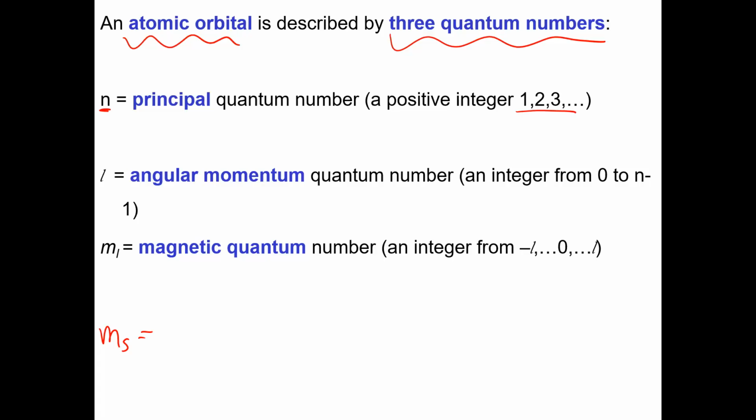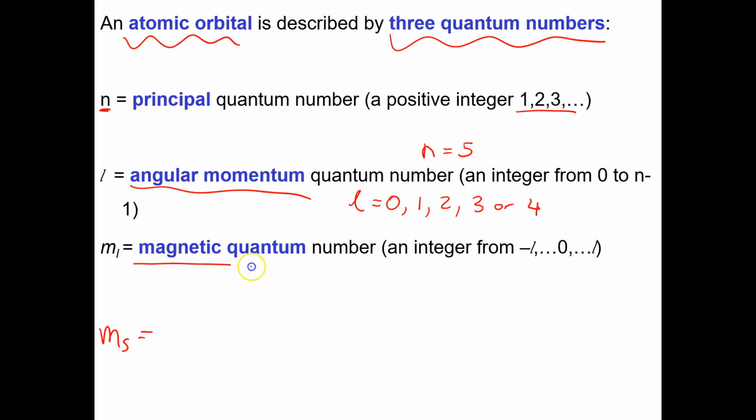n was also found in the Bohr model of the atom. l is called the angular momentum quantum number, and it is an integer that runs from 0 up to n minus 1. So if n, say for example, equals 5, then possible values for l would be 0, 1, 2, 3, or 4.